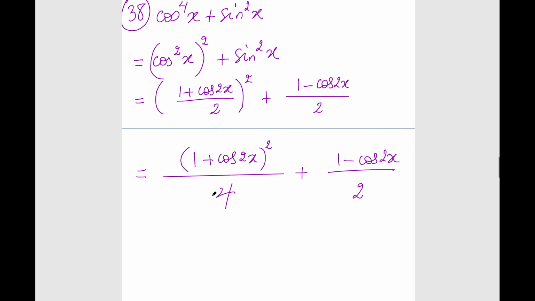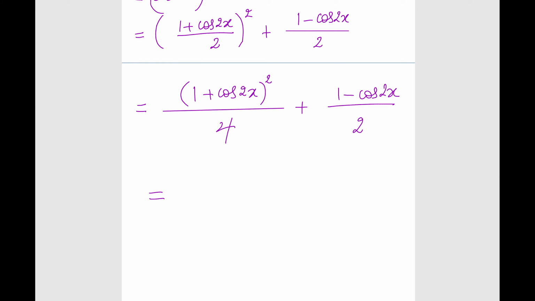What's the square of this sum? Let me recall it for you. What's the square of a plus b? This is the square of a plus twice the product of a and b plus the square of b. Correct? So let's use that upstairs, where we have the square of this sum. So who's going to play the role of a? 1 is going to play the role of a here, and cosine 2x is going to play the role of b.